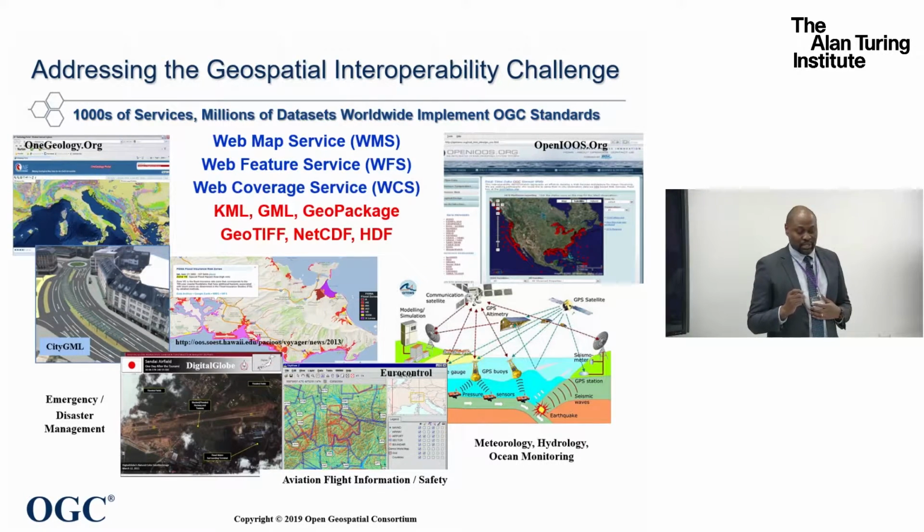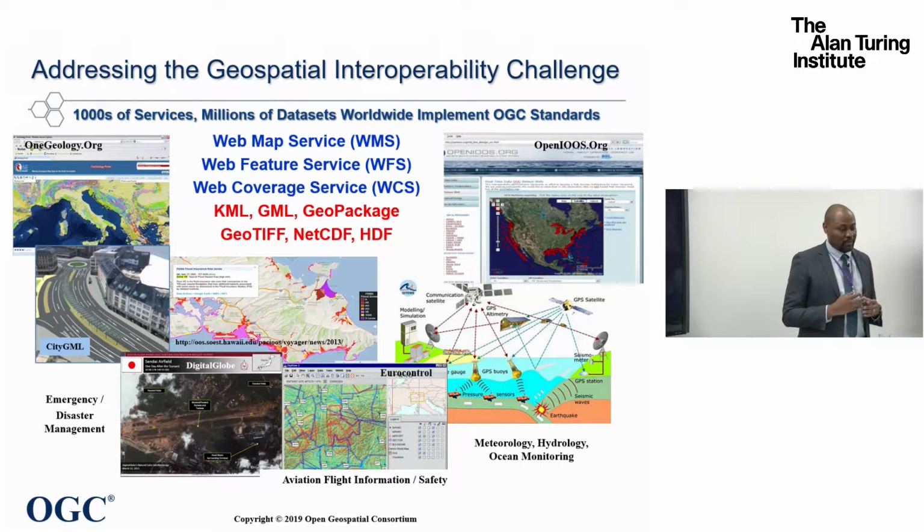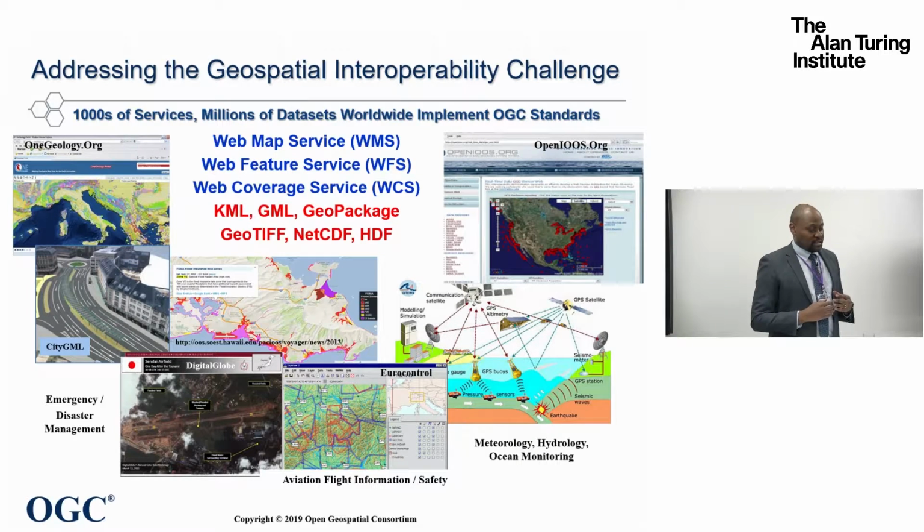The geospatial interoperability challenge is that need to try and bring together various types of geospatial data in order to inform decision making and to support science and other areas of knowledge. To address the geospatial interoperability challenge, OGC members have developed standards that have been implemented by thousands of services.